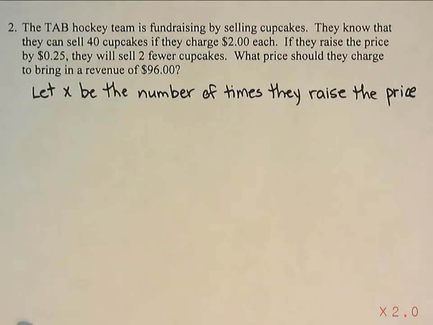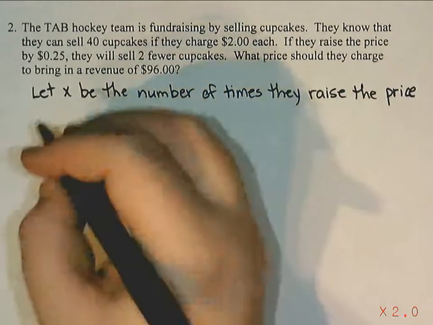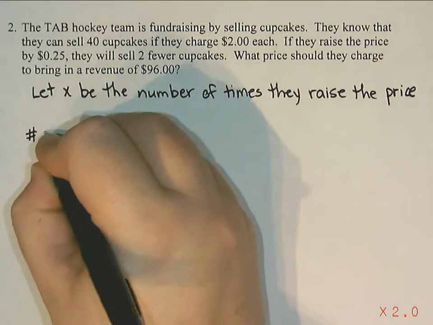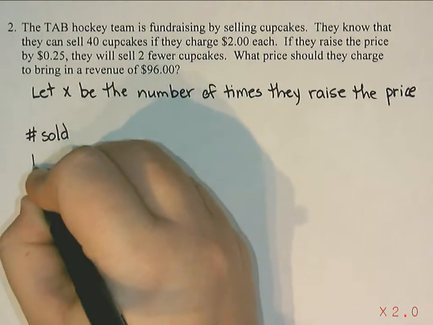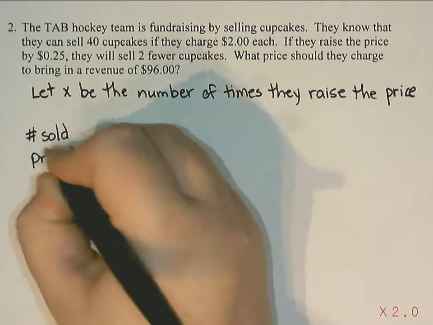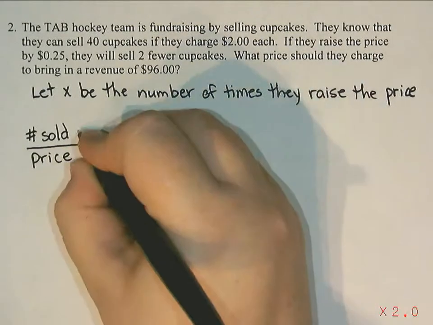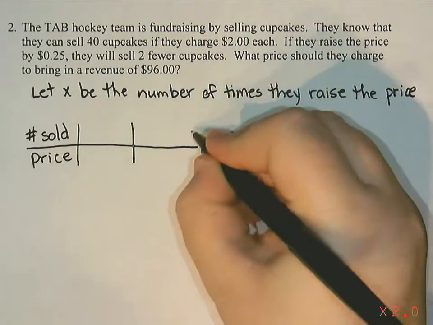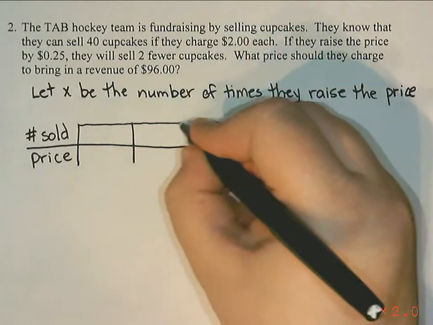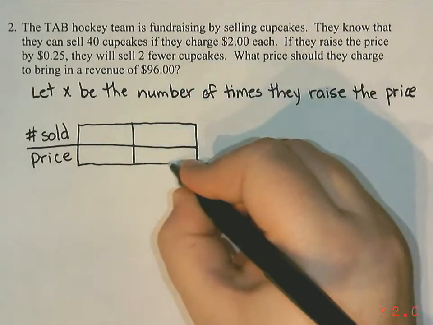So I let X be the number of times they raise the price, and they are doing it by 25 cents each time. I just didn't want to write all that out. So there are many different ways to set up this question. What I like to do is start by making a table where I look at how much they're charging and how many they can sell. So I'm going to make a little table here that has the number sold and the price. And I'm going to look at 2 different things: what they can do now and what they're planning on doing to change it.